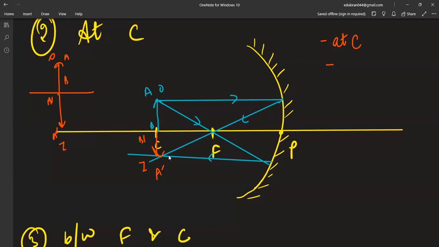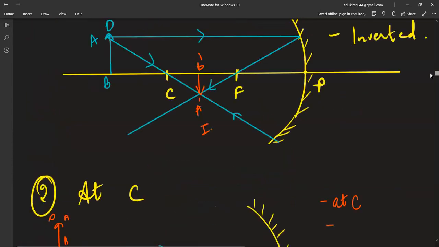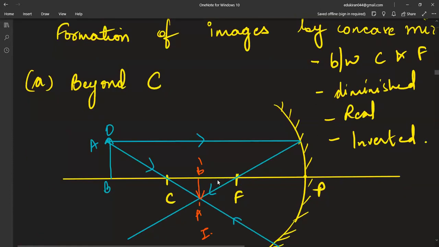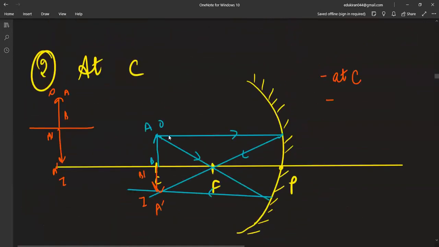What about the size? See, here the size was smaller. When I say diminished, it means the size is small. You take the object back to infinity, as far as you can, and this will keep on reducing. It will become point size, so diminished. You bring it closer to the center of curvature, this size will increase. And exactly at the center of curvature, when you keep the object, the image will be of the same size. So in the previous case, it was diminished. Here it is of the same size. This is formed in front of the mirror. This is a proper real image that is formed. And see, this is the object that is kept. This is the inverted image.